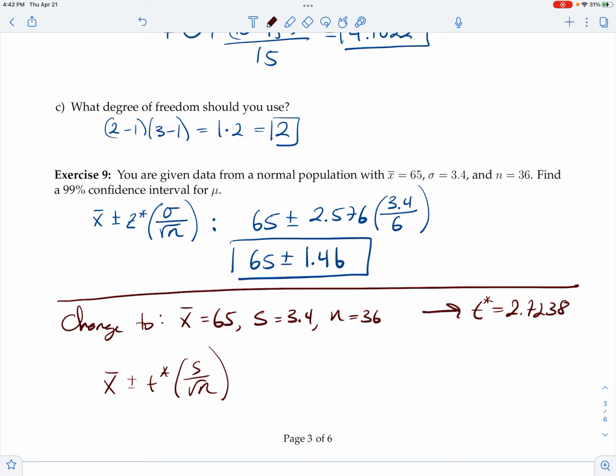Other than that, it's the same problem. I'll write it out. I'm not going to compute anything, but you would say 65 plus or minus 2.7238 times 3.4 over 6 again. And that's all you would have to change. It's a little thing, but make sure that you're paying attention to the fact that there's a sigma there and not an s there, and that you know what to do given either one of those on the final.